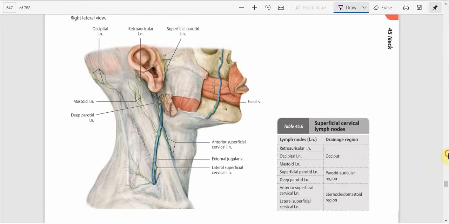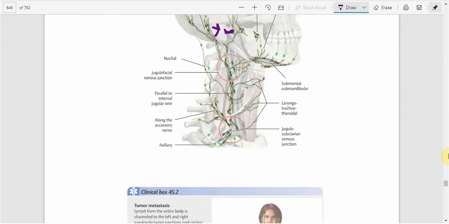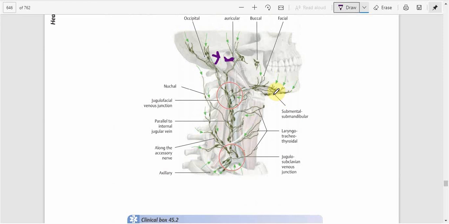Let's see over here if this makes sense. You can indeed see that the efferents from this region are going over here into the upper lateral group, which is the jugulo-digastric, and also to the jugulo-omohyoid. Into the jugulo-digastric and into the jugulo-omohyoid. Let's see if we have anything interesting.